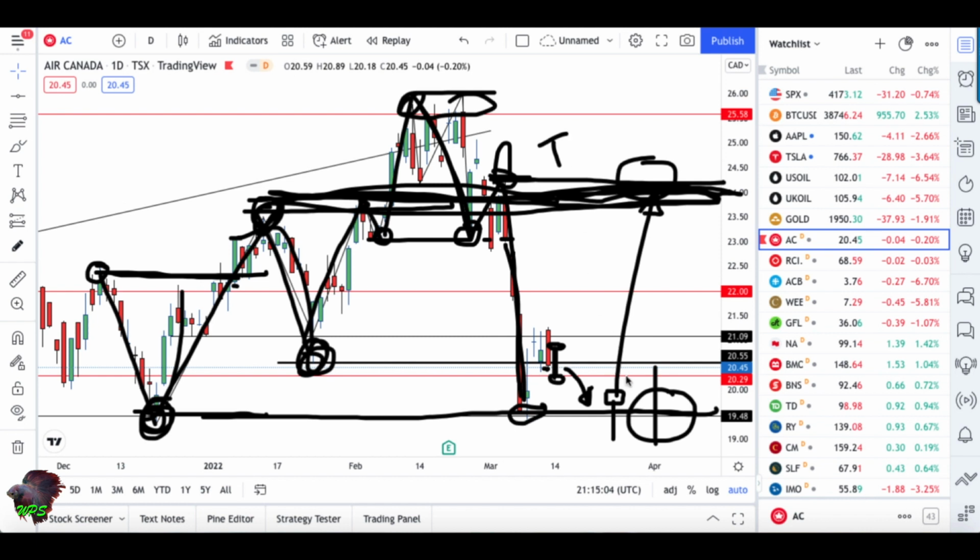If I get a nice signal bounce off of this area. So that's where I'm looking at Air Canada right now. We are in the downfall. We are heading towards this 1950 area. Okay, this is where I'm looking to buy in if the market gives me proper conditions to buy into this.